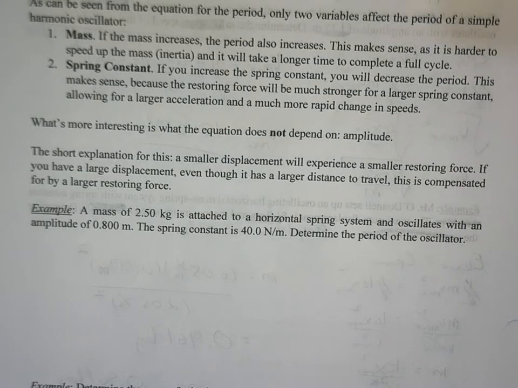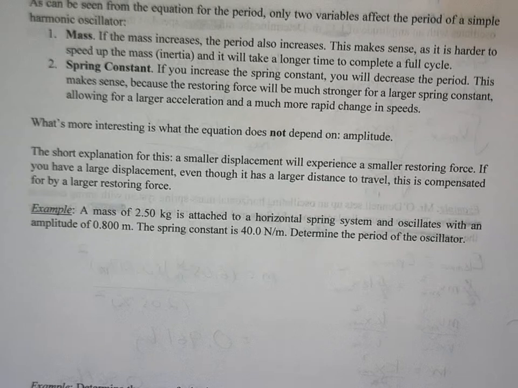spring constant. If you have a larger mass, the period is going to have to increase. Think about it. Larger mass means it's going to be much more difficult to accelerate. So for it to cover that whole distance of one complete cycle, if it doesn't have as large of an acceleration, it's going to take more time, hence increasing the period.